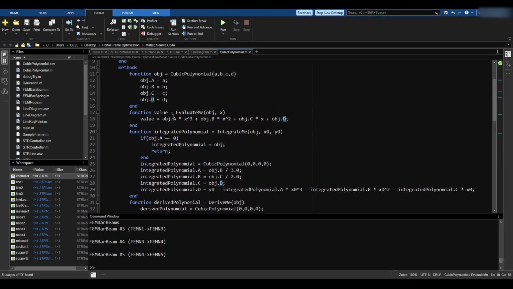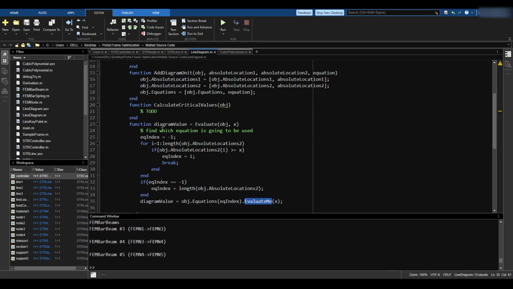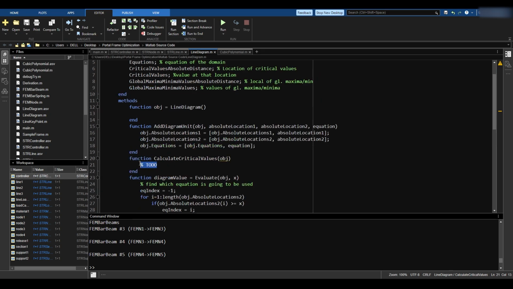There it is. This one. Yes. So the evaluation, of course, because it's a diagram, we need to know exactly which equation to use. And that's something we have done successfully. Now, we need to do the final thing of a diagram, which is to calculate critical values. Now let's start with it. I will go here to the calculate critical values.